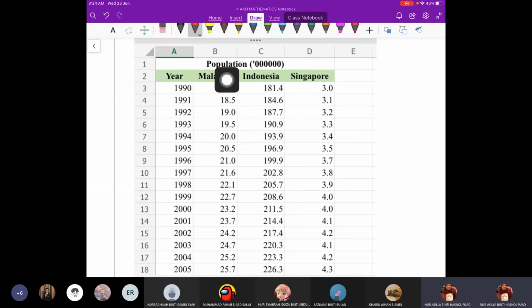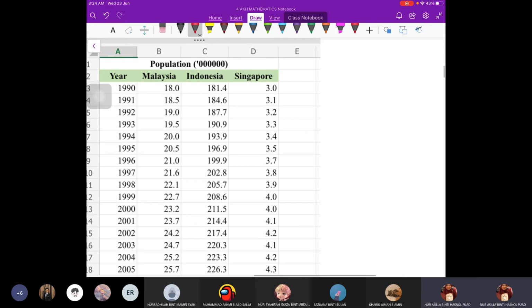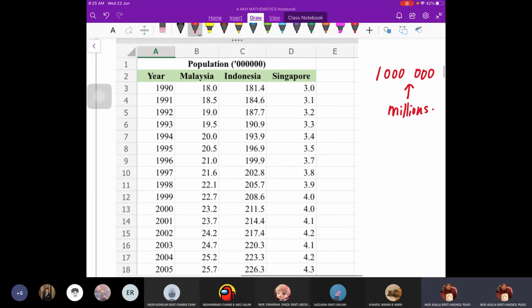Okay, an Excel. Ni Excel ni. Okay, dia akan tulis kat sini population 0000. Ni maksudnya, guys, maksudnya kat sini adalah, kamu tengok kat sini dia ada banyak kosong. 1, 2, 3, 4, 5, 6. 6 kosong. So kalau saya letak 6 kosong, so this represent millions. Okay, so maksudnya pada tahun 1990, Malaysia mempunyai populasi 18 juta.